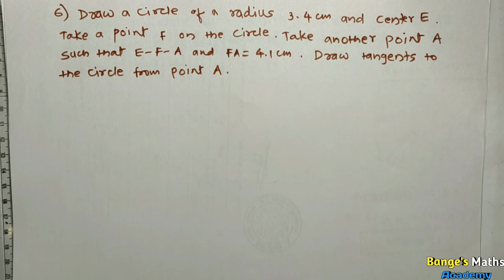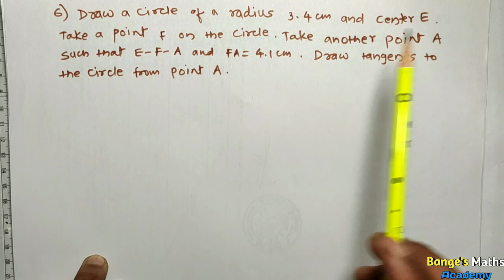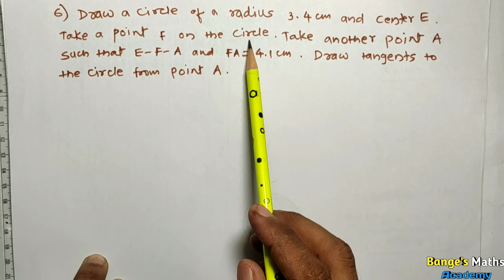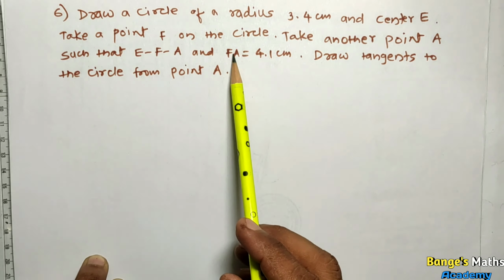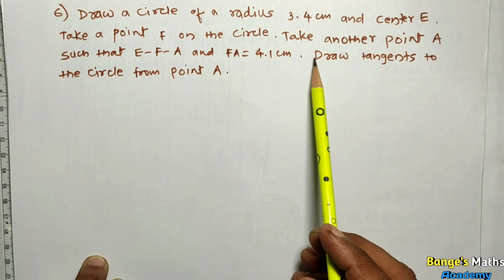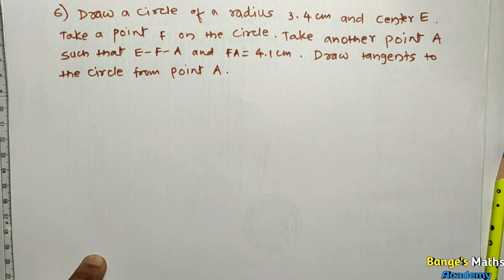Sixth example, draw a circle of radius 3.4 cm and center E. Take point F on the circle. Take another point A such that E, F, A are collinear and FA is equal to 4.1 cm. Draw tangent to the circle from point A.